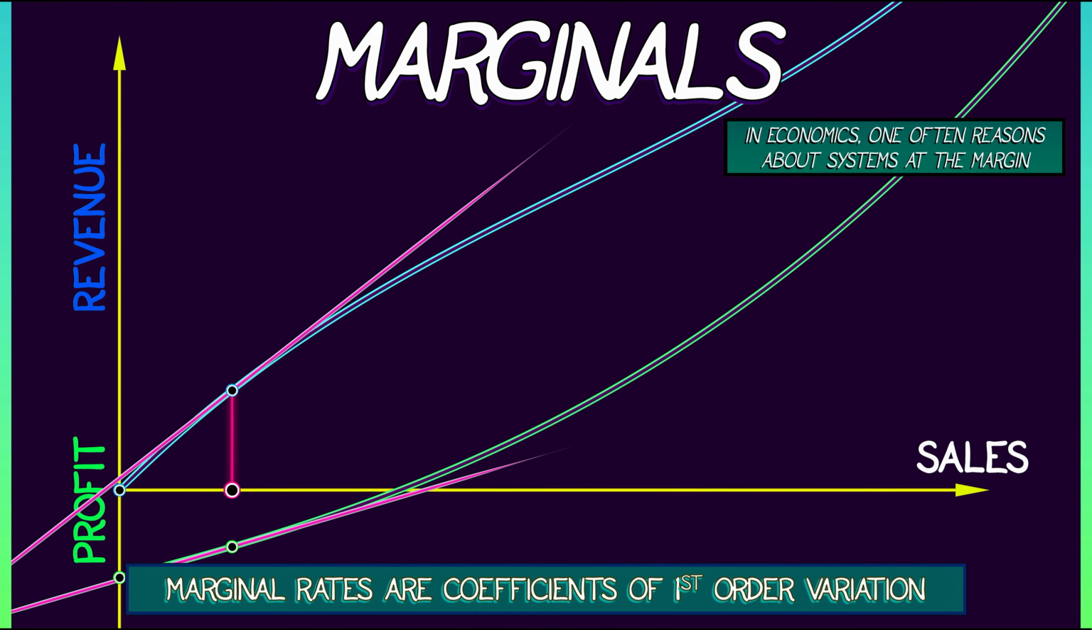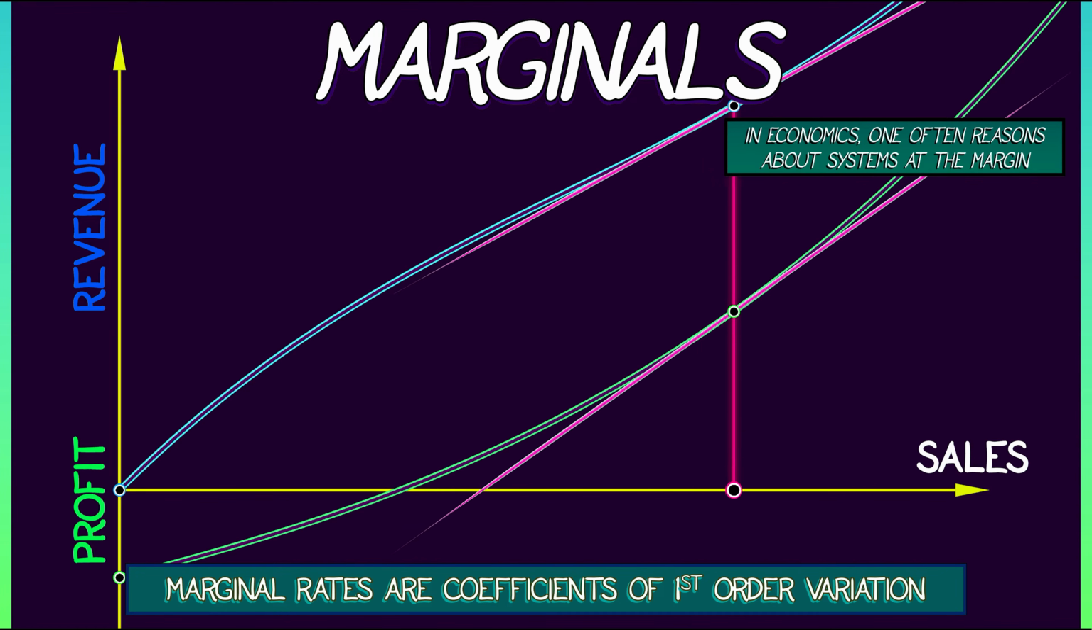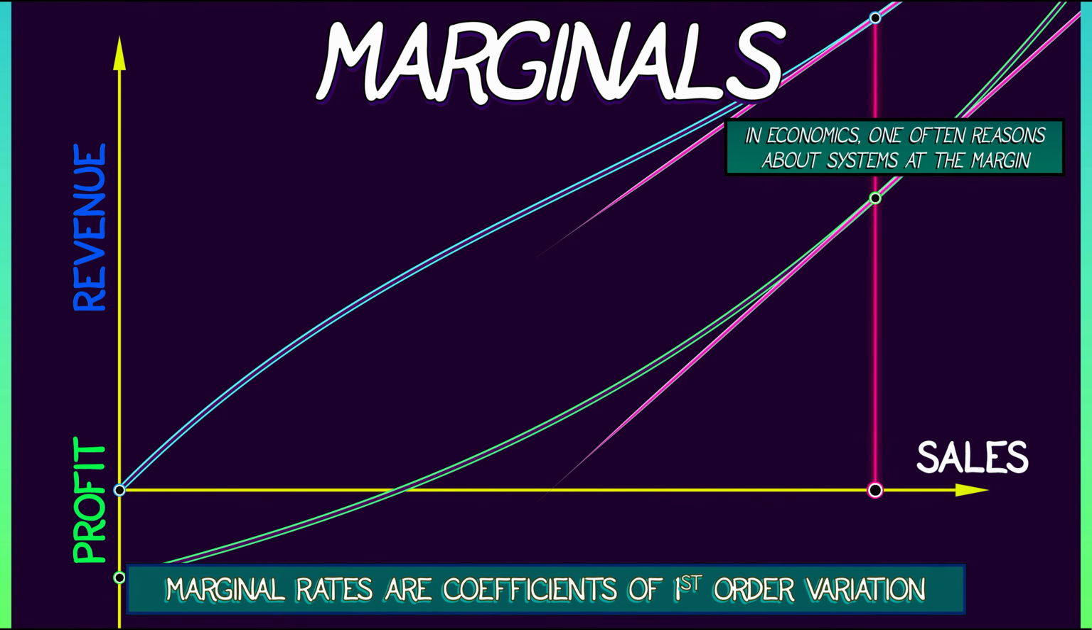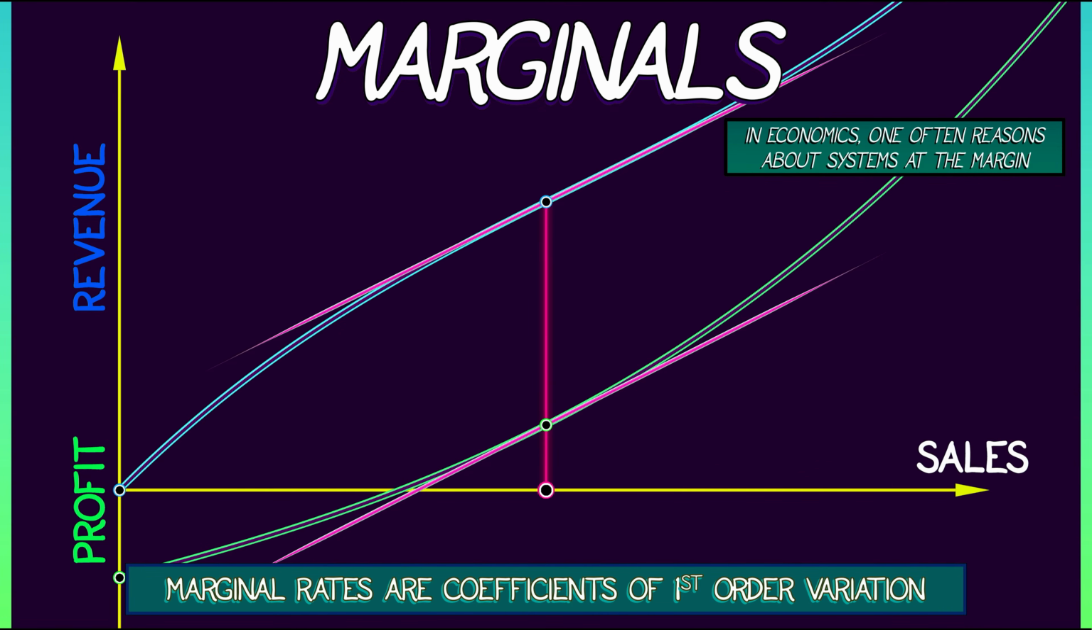Now, in econ class, this often gets stated as, if you sell one additional unit, what's the increase in revenue or profit? But really, we could just think about changing the amount of sales, either positive or negative, by some small amount. What is the coefficient of first-order variation? These marginal quantities are really derivatives.